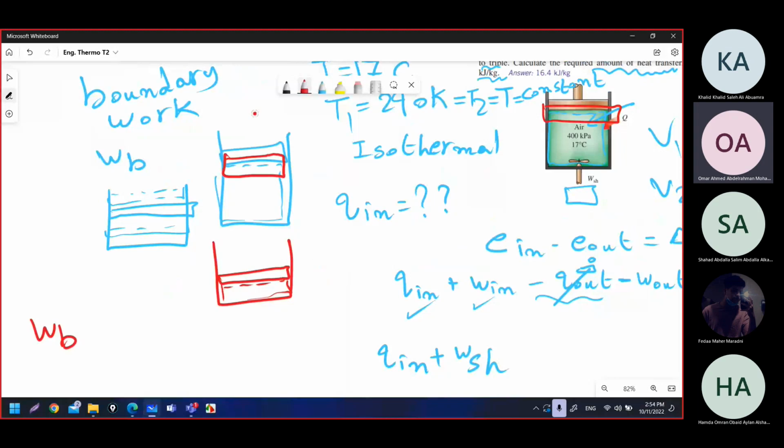Its general equation is equal to the integration of P dV. So the integration from state 1 to 2, because you moved from the initial state to the final state, of P dV. Based on the question, maybe the process is isothermal, like this question, or maybe you have constant pressure, you will deal with this equation. And we will see the different cases.